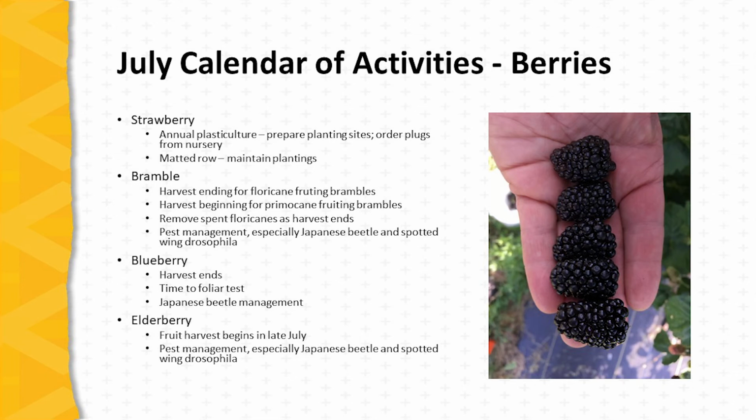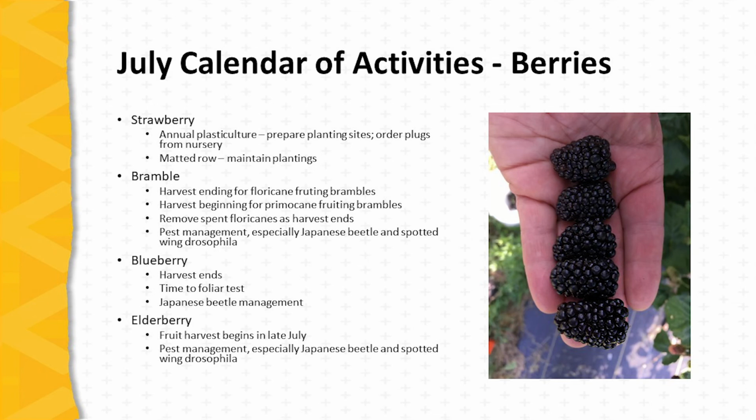And for matted row strawberries, now is a good time to maintain plantings from the standpoint of watering and weed management. For brambles, the harvest season is ending for floricane fruiting brambles and just beginning for primocane fruiting brambles. Remove spent floricanes as soon as the harvest is over for those particular shoots. And keep a close watch on pest management, especially Japanese beetle and spotted-winged Drosophila on fruiting brambles.